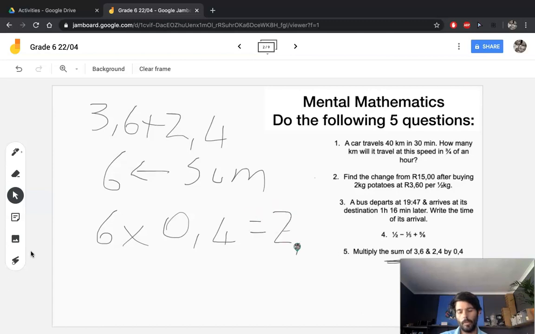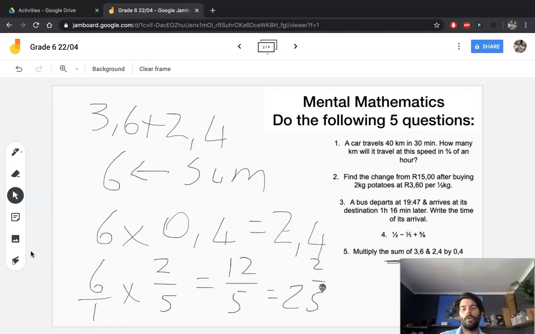Right, so we said that we would try and get rid of the decimal. So I've multiplied 0,4 by 10 to get 4, but then I must divide by 10 at the end. You could also say 6 over 1 times 2 over 5, and that's going to give you 12 over 5, and that's going to give you 2 2/5, and that is also 2,4. All right, so remember 2 over 5 can be converted to 4 over 10, and then that's 0,4.